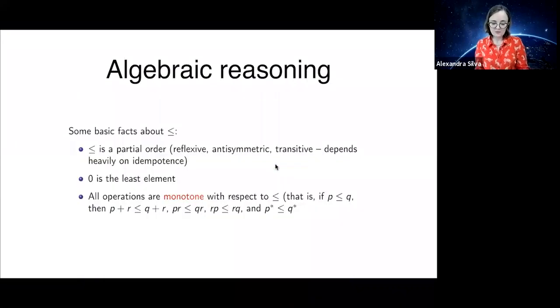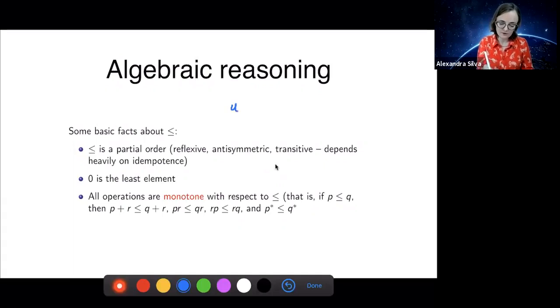Now let's look at some basic facts about the order, which will be important later on for some exercises, but also for the completeness proof. So the natural order, as it is defined, is a partial order. So remember that the order is defined as A smaller than B if A plus B is B.